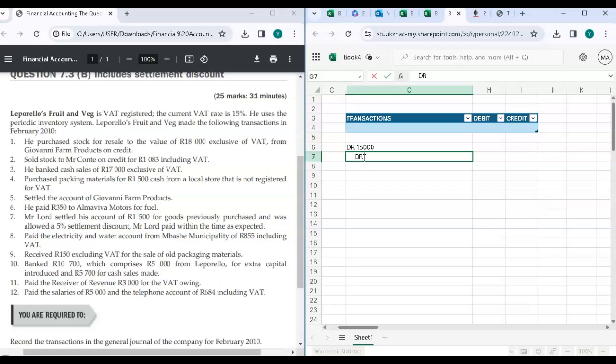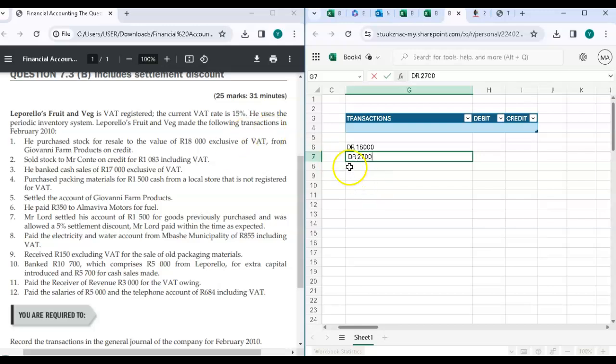Now to calculate the VAT on 18,000, remember 18,000 is an exclusive amount, so it's 18,000 times what you want. I want VAT, which is 15 over what I know. I know this 18,000 is the 100, so 18,000 times 15 over 100 will give me 2,700. So it's just debit over 2,700.